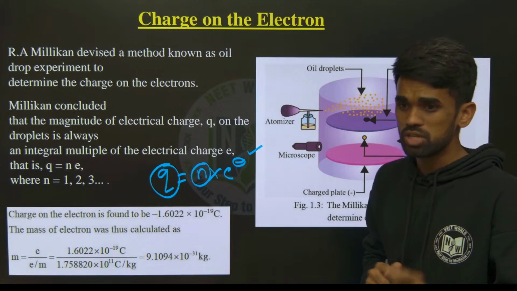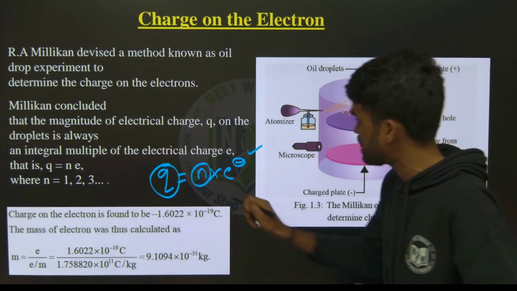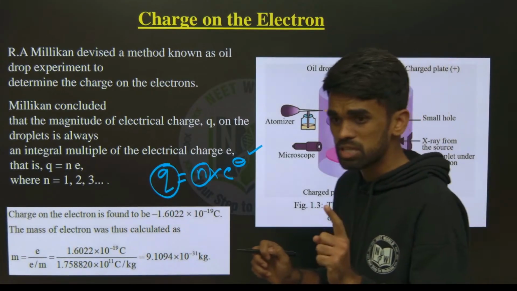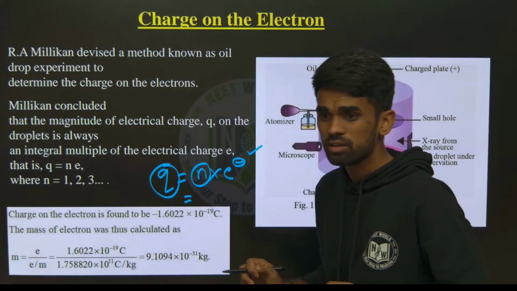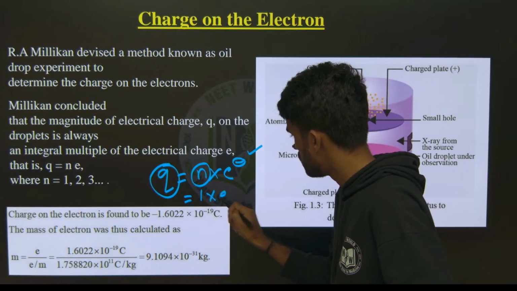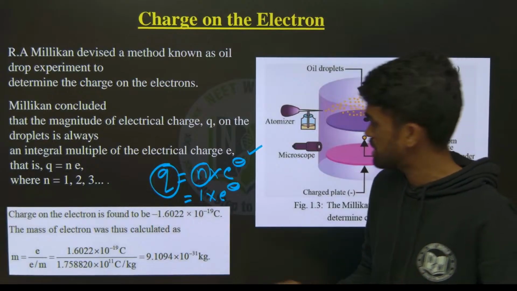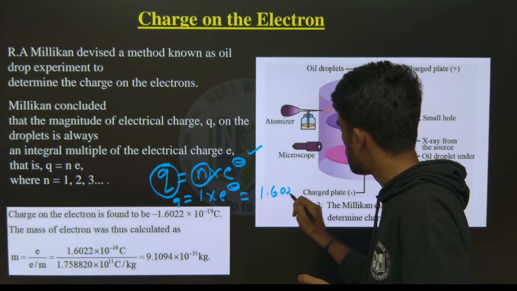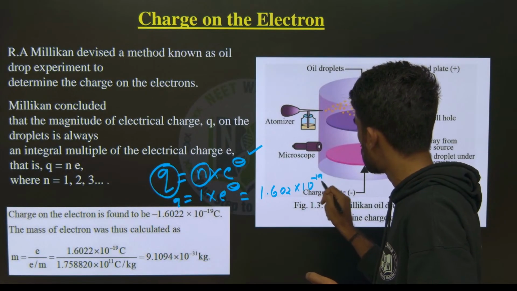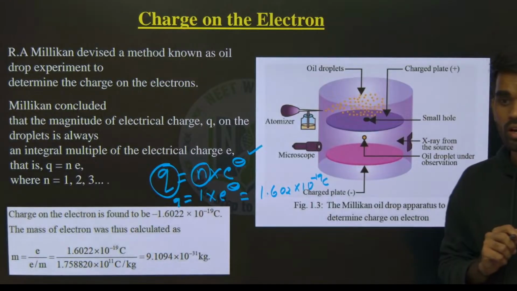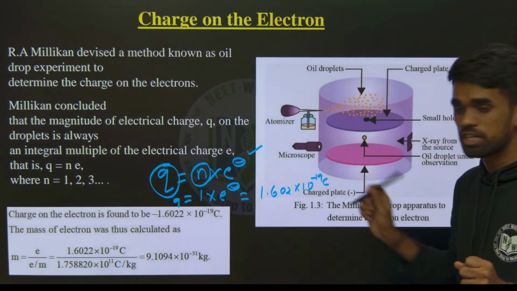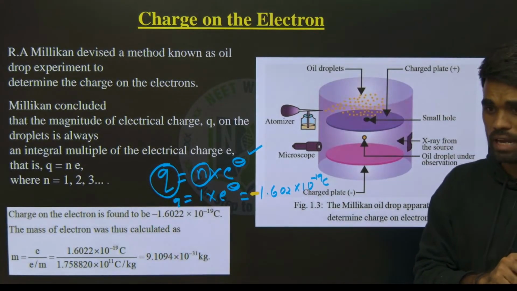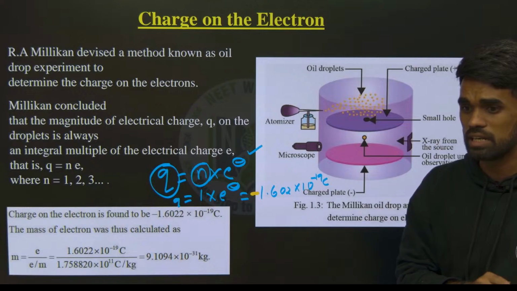The minimum charge present on one oil drop, in order to show the minimum charge, the number of electrons should be 1. So 1 into e. The minimum charge present on the oil drop is found to be 1.602 into 10 power minus 19 coulomb. What is the minimum charge found on the oil drop? 1.602 into 10 power minus 19. For electrons, you use minus 1.602 into 10 power minus 19 coulombs.